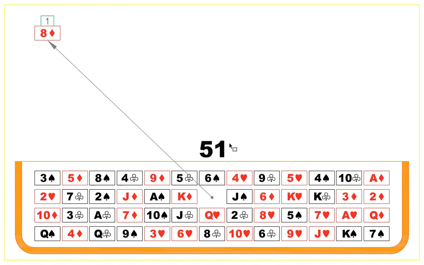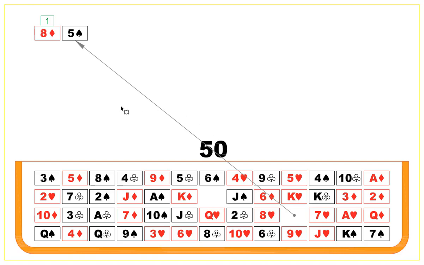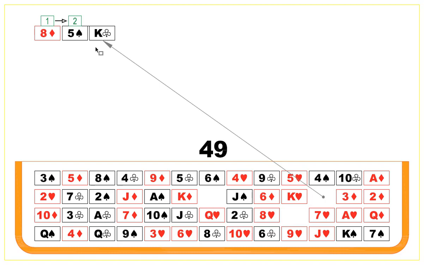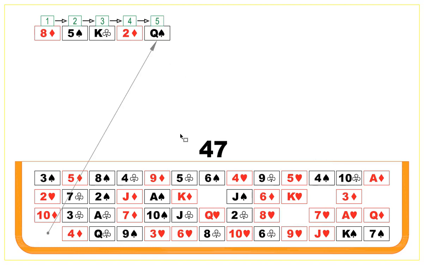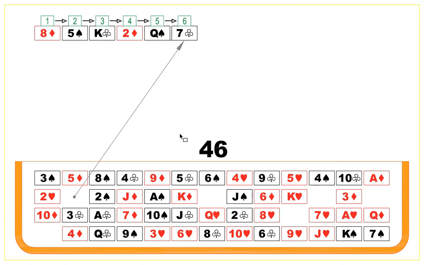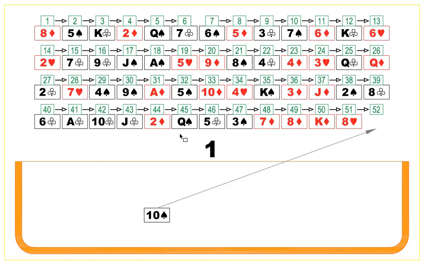Now we have to withdraw out of 51 cards another one, and let's say this is 5 spade and we call it number 2. And again, out of 50 cards, we are going to withdraw one random card, and let's say it is King Clubs, and this is card number 3, and out of 49, another card, until we have only one card remaining in the urn.